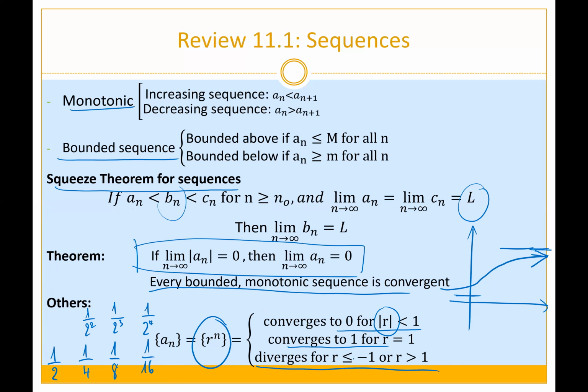For r equal to -1, it diverges because it's going to be fluctuating between -1 and 1. So it never approaches a number, even though it's bounded between -1 and 1. That's why we say it diverges, because it's not approaching a number. So that's all of the theory that we have. It's a lot of stuff to remember, in my opinion. But if you do practice, these things just come along into your brain.